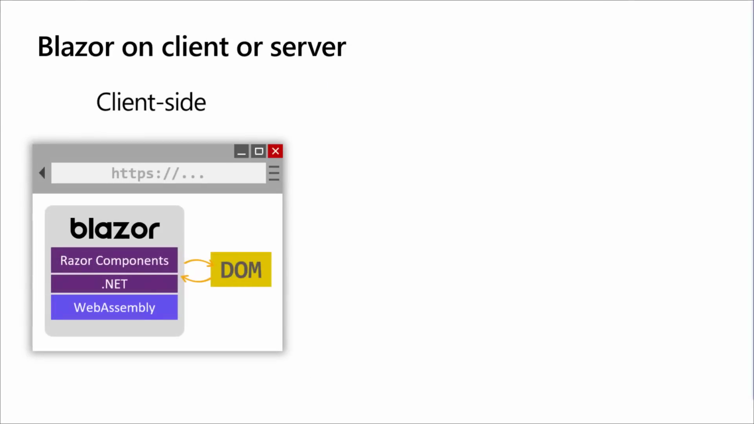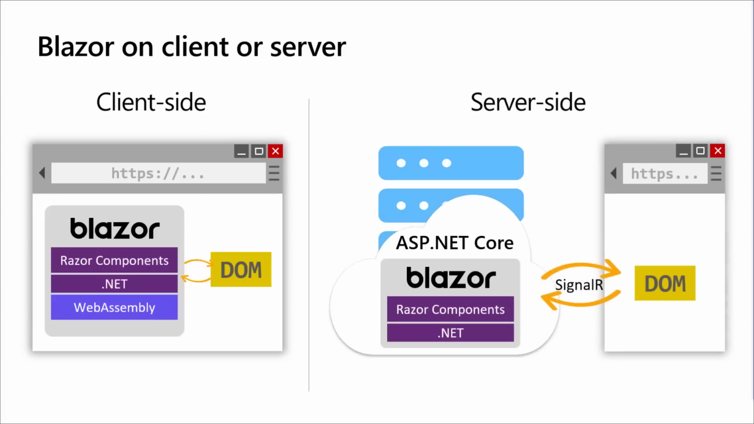Now, there's an additional hosting model that we have also been working on for Blazor apps. We've been talking right now primarily about the client-side programming model, where everything runs in the browser. But there's another hosting model that we call server-side Blazor. In server-side Blazor, your components actually run on the server. But they're the same components that you would run on the client, and they still enable you to have that rich interactivity as if you're writing true client-side logic.